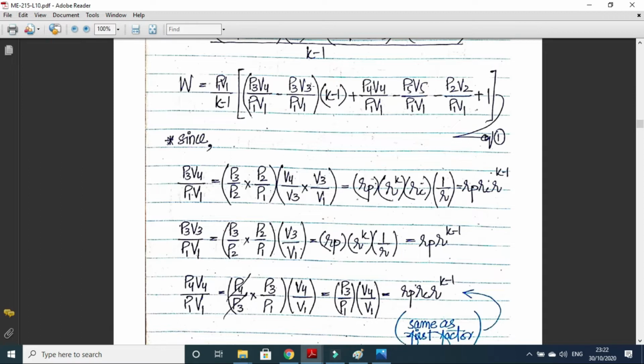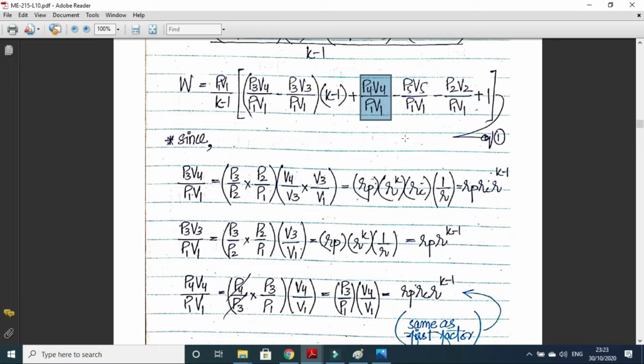The next term is P3 V3 upon P1 V1. This can be written as P3 upon P2 multiplied by P2 upon P1, multiplied and divided by P2, times V3 upon V1. So P3 upon P2 is Rp, P2 upon P1 is R to the power K, V3 is V2, and V2 upon V1 is the inverse of the compression ratio. This can be simplified as Rp R to the power K minus 1.